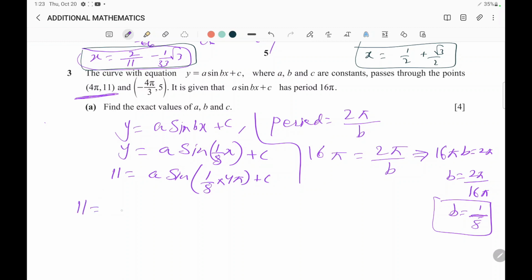So what is that? 11 equals a, and this is actually pi by 2, so sine pi by 2 is 1. So guys, I got 11 equals a plus c. This is my first equation.